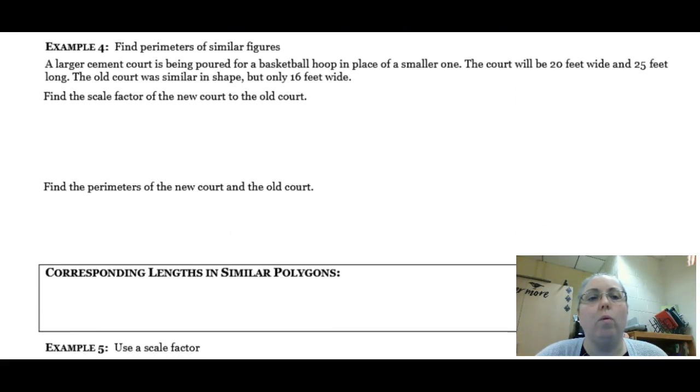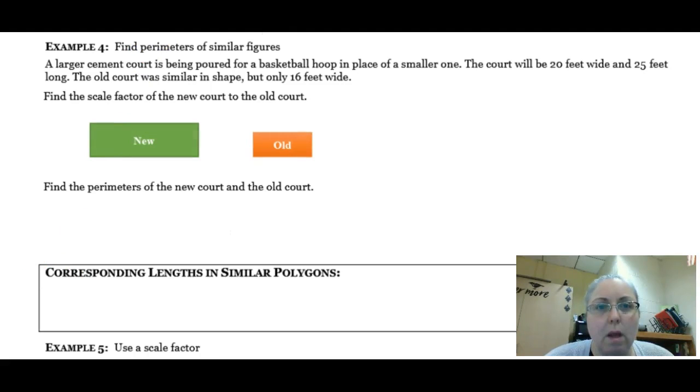So in example 4, I want to find the perimeter of a new basketball court and an old basketball court. But the first thing we need to do is find the scale factor of the new court to the old court. So I'm going to start by drawing a picture. And the large cement court is being poured. The new court is going to be 20 feet wide and 25 feet long. So obviously my pictures were not drawn to scale. 20 feet wide, 25 feet long.